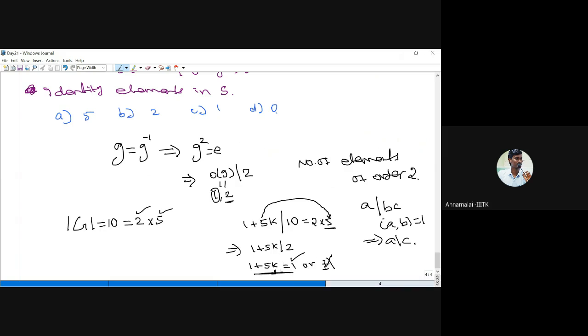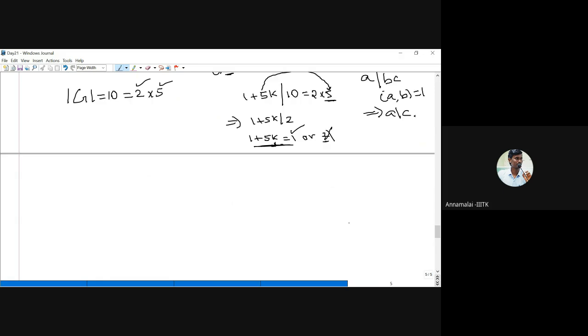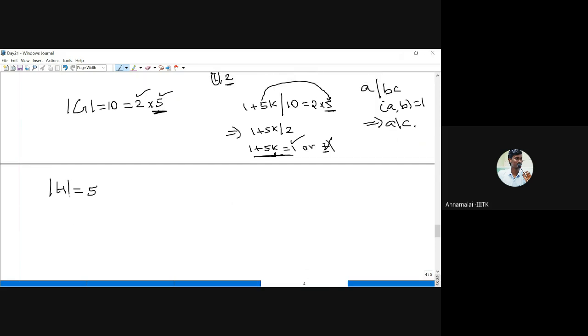Okay, now we found that the number of 5-Sylow subgroups is 1. We call that subgroup H. And then what is the order of that one? H is the only 5-Sylow subgroup, and its order should be the maximum power of 5 dividing the order of the group. The maximum power of 5 in the group order is 1. Therefore, H contains 5 elements. But the group contains 10 elements. Now, we found that 5 elements are there in H. Therefore, the remaining 5 elements are elsewhere.